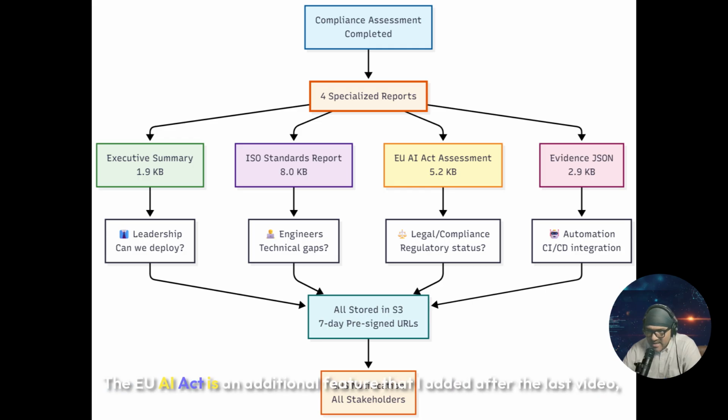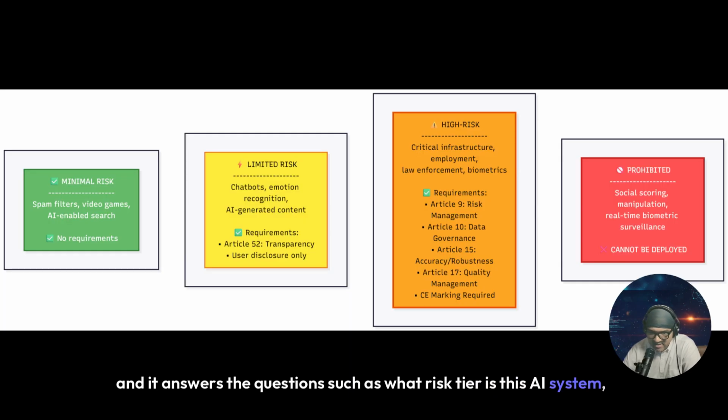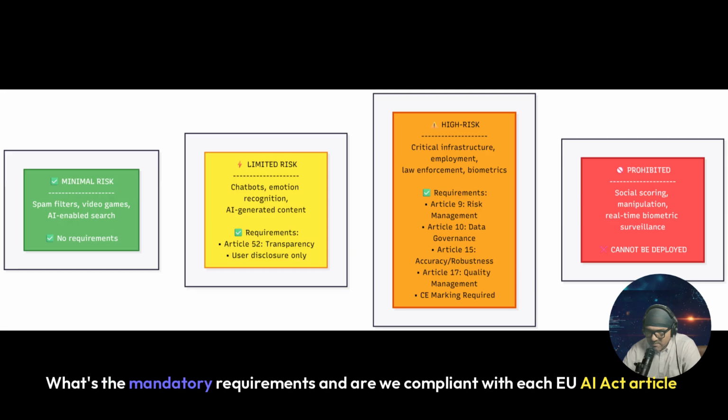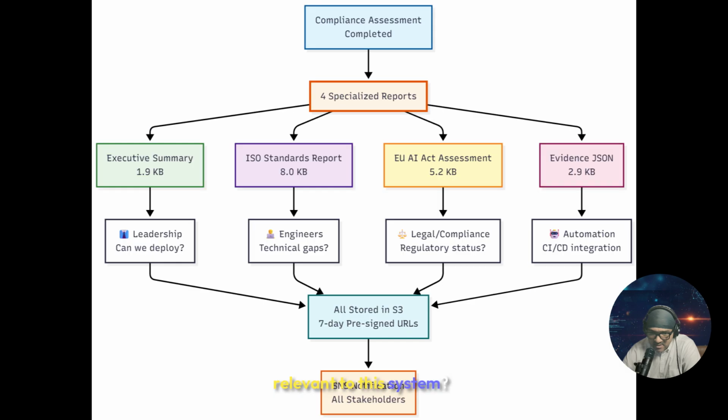The EU AI Act is an additional feature that I added after the last video, and I feel like this is the game changer. This is designed for legal and compliance teams, and it answers questions such as: what risk tier is this AI system, prohibited, high risk, limited, minimal; what are the mandatory requirements; are we compliant with each EU AI Act article relevant to this system; and what's our conformity assessment path.